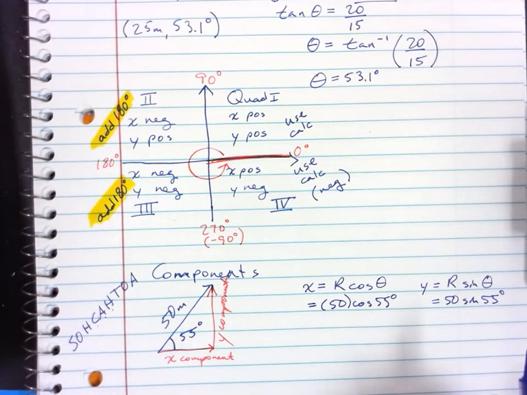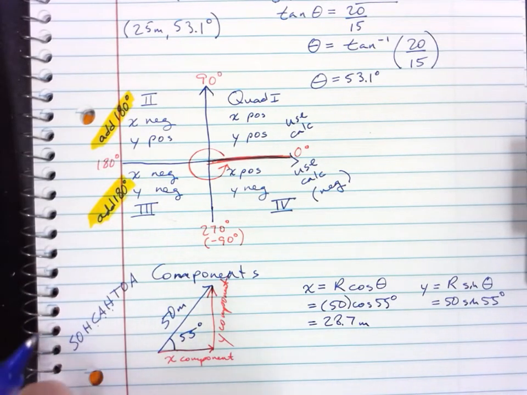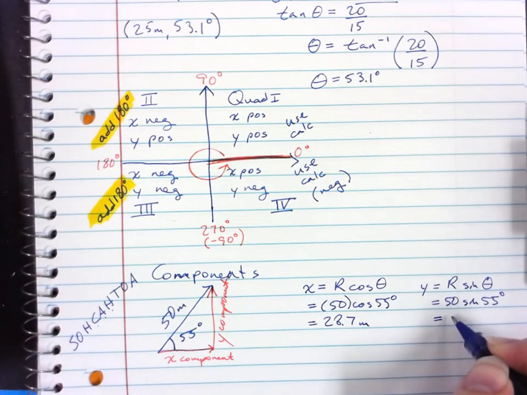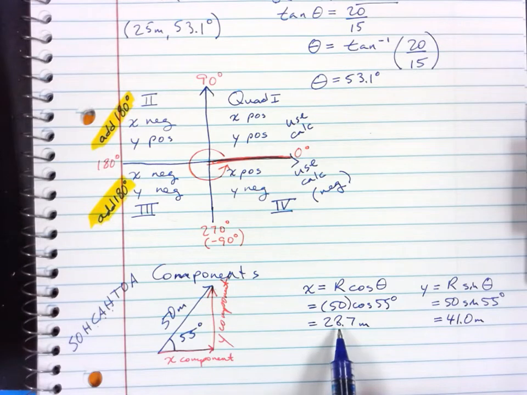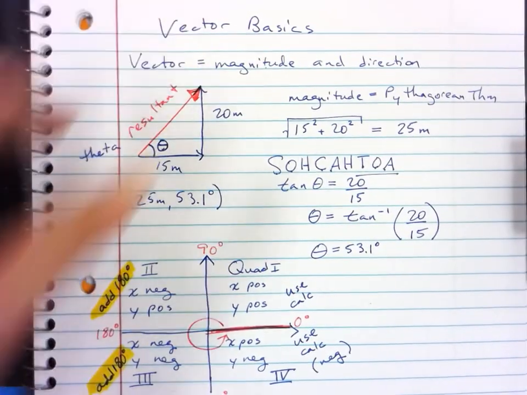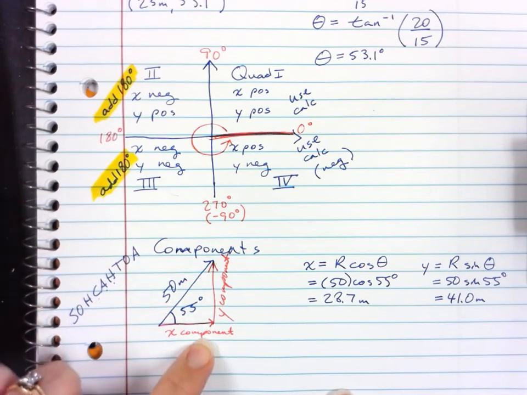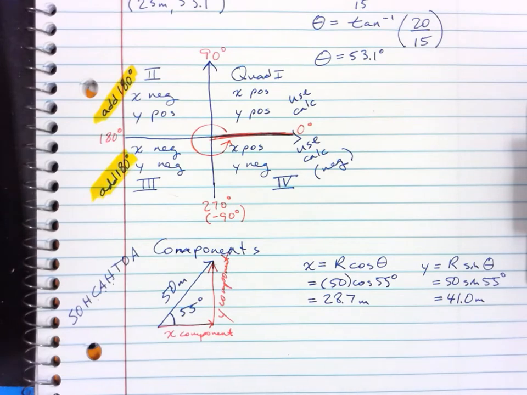50 cosine 55 is 28.7 meters. 50 times the sine of 55 is 41.0 meters. So the student who walked 50 meters diagonally across the courtyard could have walked 28.7 meters east and then 41.0 meters north. So this is the reverse of what we did up here at the top. We took two legs and put them together. We took the hypotenuse and broke it apart. So the two components and the resultant, they're opposite factors of each other.